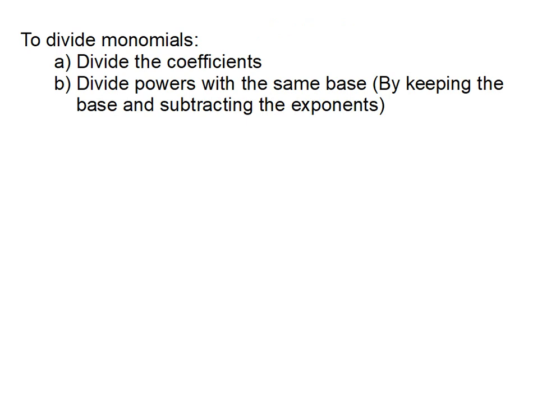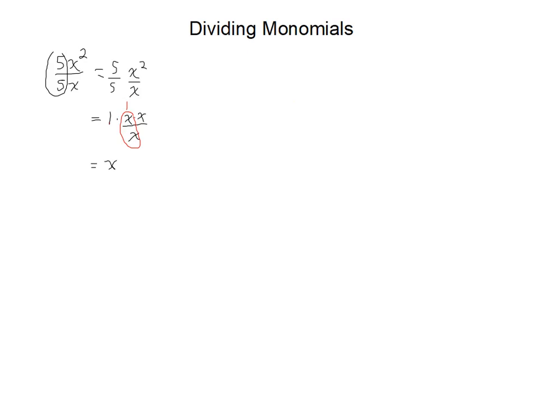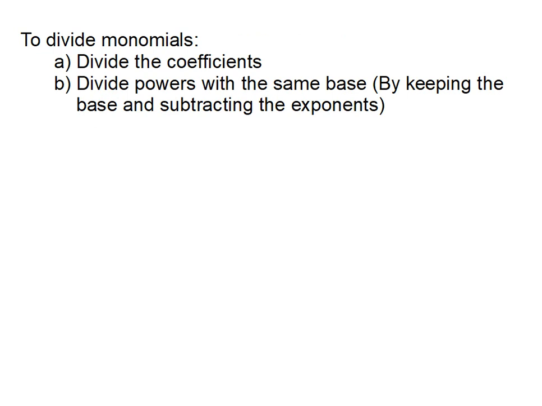We divide the coefficients, just like we did back here. We divided the numeric parts. We divided 5 by 5. So we did that part. And then we divide powers with the same base by keeping the base and subtracting the exponents. So again, let's do a couple of examples so you can see what this looks like.